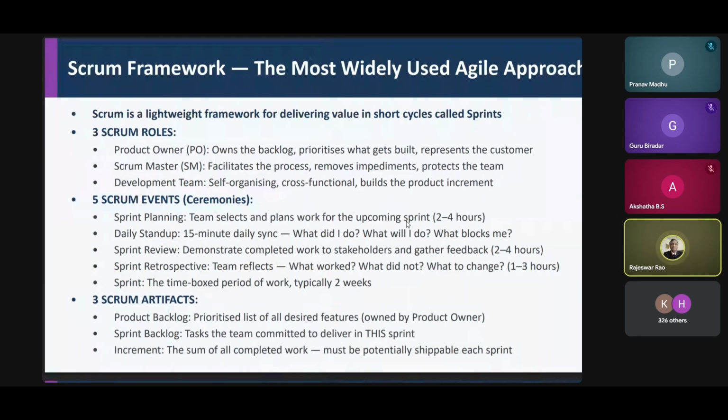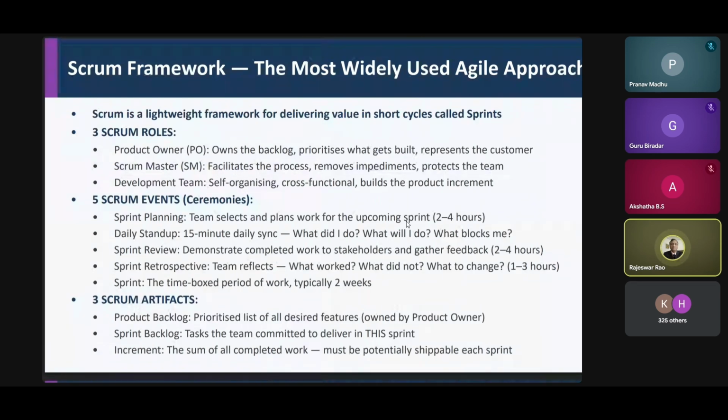Scrum is a framework which has 3 elements. The 3 elements are, first, just 3 roles. Second, how do these roles interact with each other? The third element of a Scrum is what is documented. So the Scrum has 3 roles.